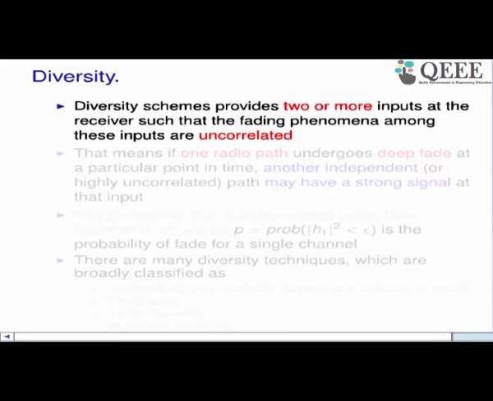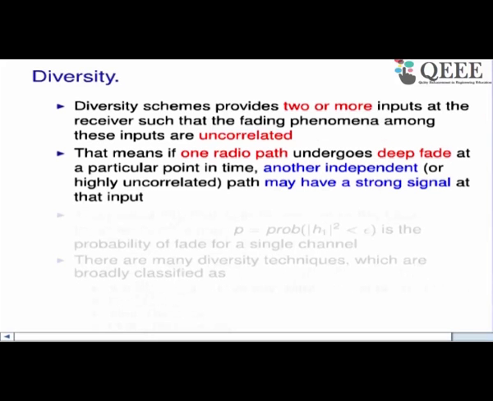The important point here is, if there are two inputs, they should be uncorrelated. If they are correlated, then if one signal is faded, the other will also be faded. So the important point here is that these inputs have to be uncorrelated.